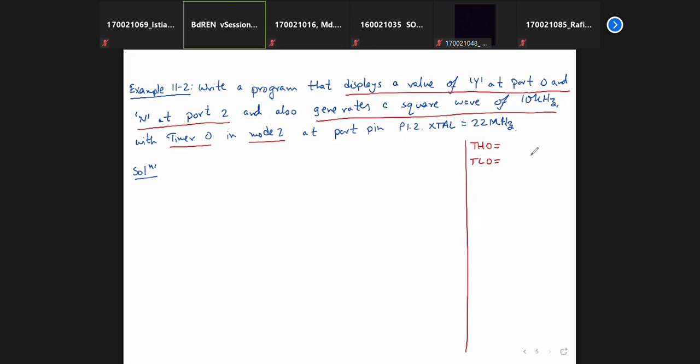Okay, having said all these things, now we need to create a square wave of 10 kilohertz. So if we need to create a square wave of 10 kilohertz, what is the first step? What is the first thing that we need to do to find out the value which is to be loaded in TH0? The question is, generate a square wave of 10 kilohertz. You are given the frequency. Now you need to find the value that is to be loaded in TH0. So what is the first step? Can anyone tell me?